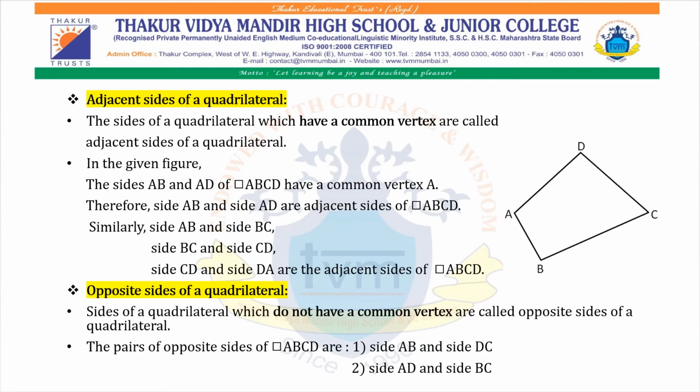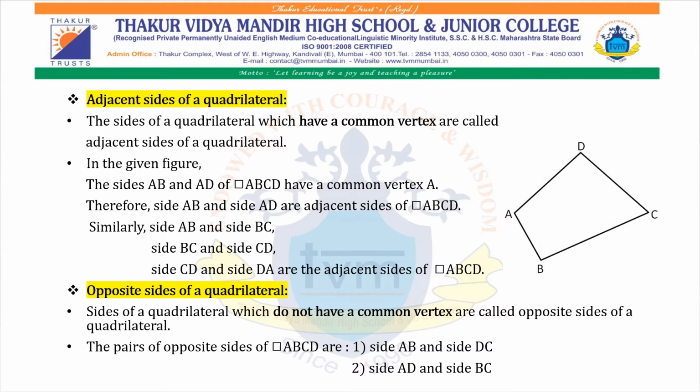Now we will see what are the adjacent sides of a quadrilateral. The sides of a quadrilateral which have a common vertex are called adjacent sides of a quadrilateral. In the given figure, the sides AB and AD of quadrilateral ABCD have a common vertex A. So they are called adjacent sides of the quadrilateral.